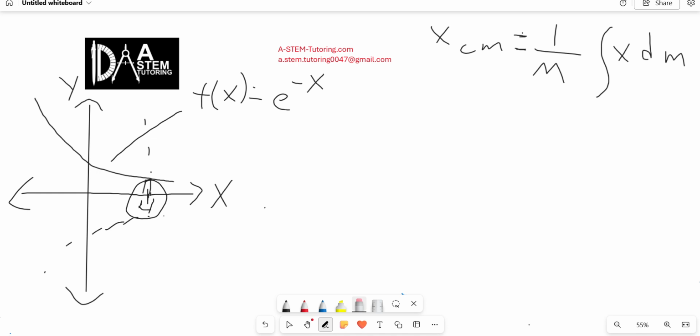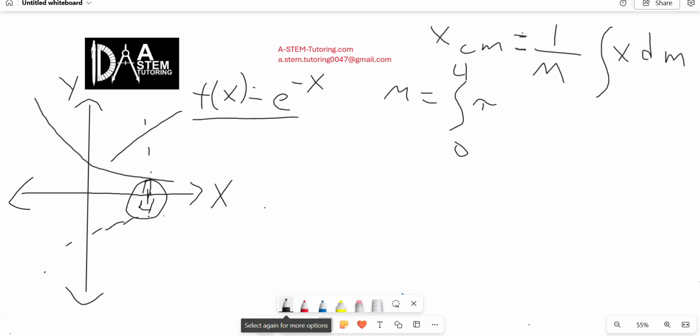X of the center of mass equals 1 over capital M, the total mass of the object, times the integral of x dm, where dm is a differential piece of the mass of the object. So to find the total mass, assume the density of the object is a constant 1, then the total mass is merely the volume of the object, and to find that, we could do M equals the integral from 0 to 4 of pi r squared, where r is f of x.